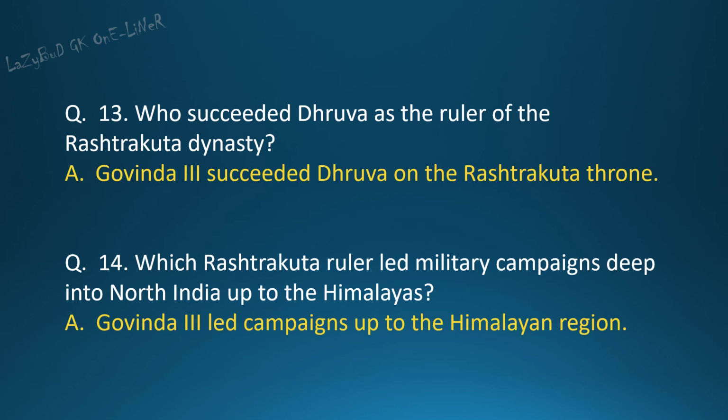Question 13. Who succeeded Dhruv as the ruler of the Rashtrakuta dynasty? Answer. Govinda III succeeded Dhruv on the Rashtrakuta throne. Question 14. Which Rashtrakuta ruler led military campaigns deep into North India up to the Himalayas? Answer. Govinda III led campaigns up to the Himalayan region.